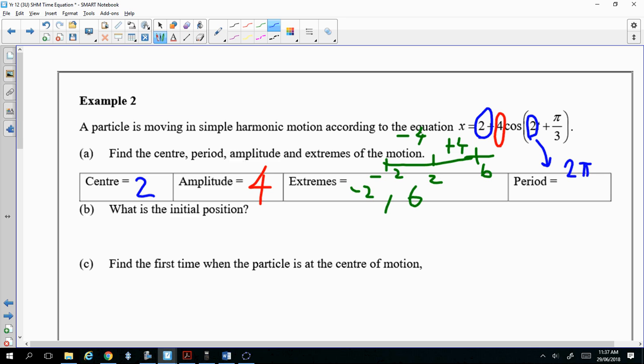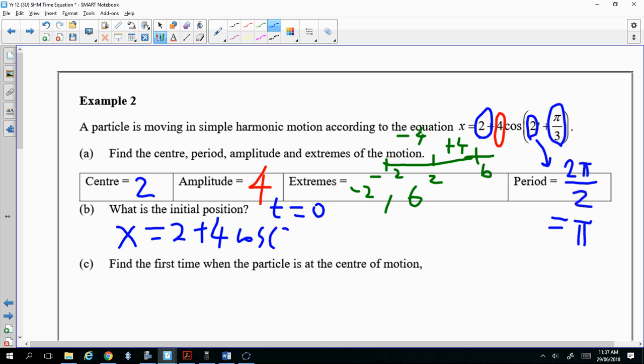Okay, so once we do this, we can find out the initial position. That's when we make t equal to 0. Notice that it will not start from the extreme because we have an extra pi over 3 there. So x equals 2 plus 4 cos(0 plus pi over 3). If you know your exact values, that will help you do it quicker. Cos pi over 3 is half. Half of 4 is 2, so it starts at position 4. So it doesn't start from the center, and doesn't start from the extreme. It starts from somewhere in between due to the extra pi over 3 there.